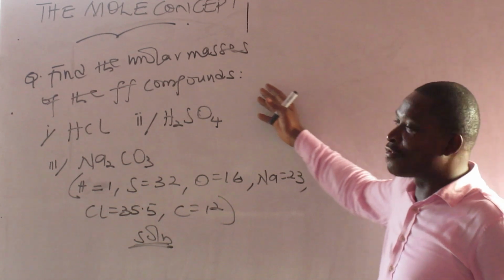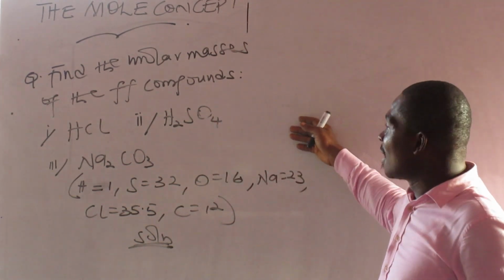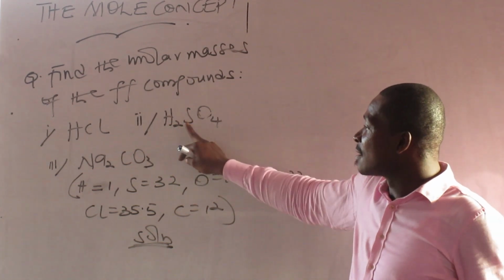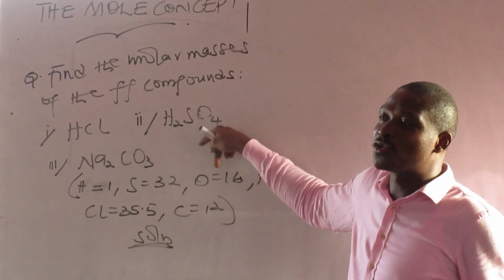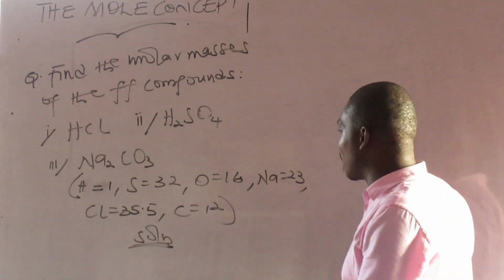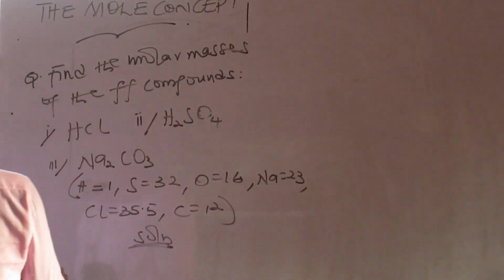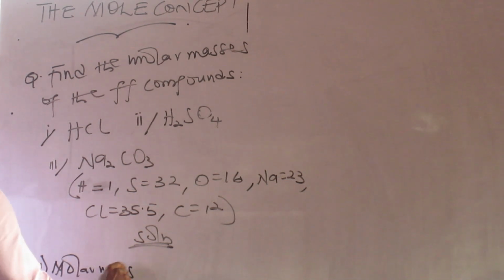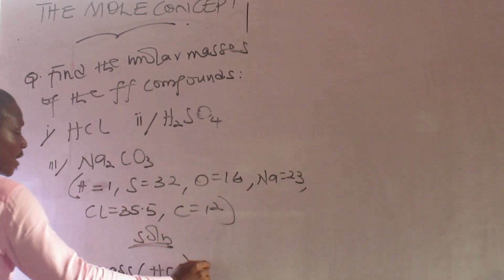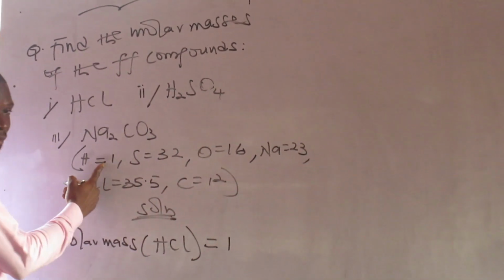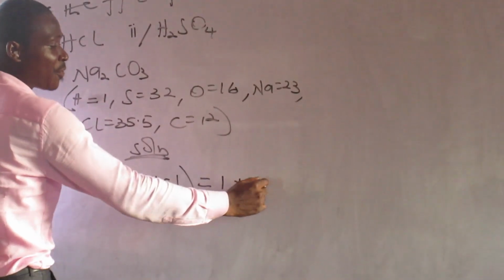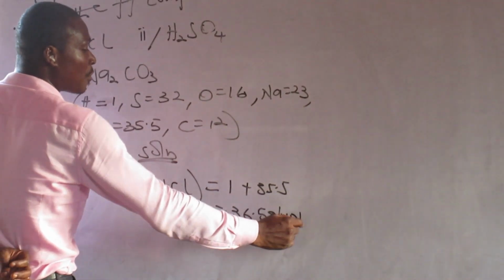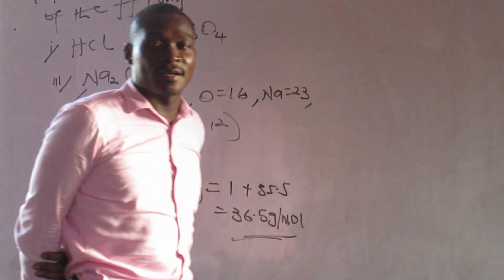Now, let's look at how we find molar masses of substances, right? The molar mass is defined as the mass of one mole of a substance. Your mass, my mass, her mass constitutes what we call the molar mass, right? Now let's look at the molar mass of HCl. We have H is 1, chlorine is 35.5. We're going to form 36.5 gram per mole. Here is the molar mass of HCl.